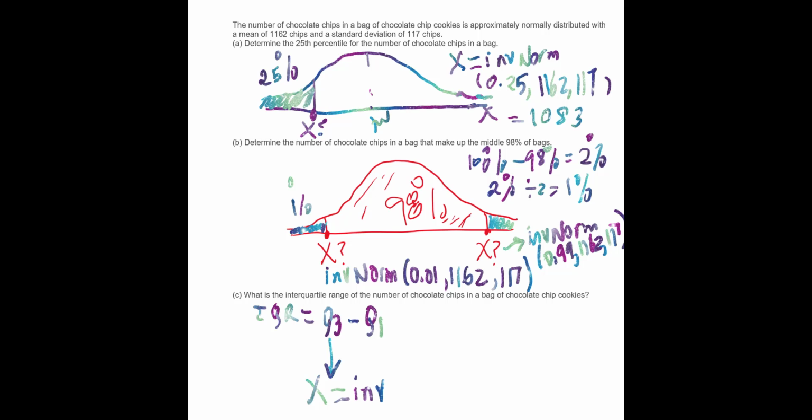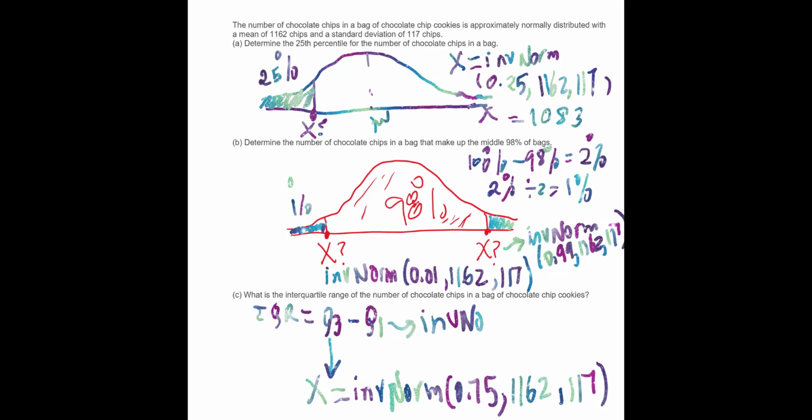So you run an inverse norm on 0.75 because Q3 is the third quartile, 75%, 1162, and then 117. You find this value. For Q1, you do inverse norm. Q1, guys, you know it's the first quartile, so you just do 0.25, 1162, 117. Whatever answer you get for Q3 and whatever answer you get for Q1, you subtract the two answers to get the interquartile range.